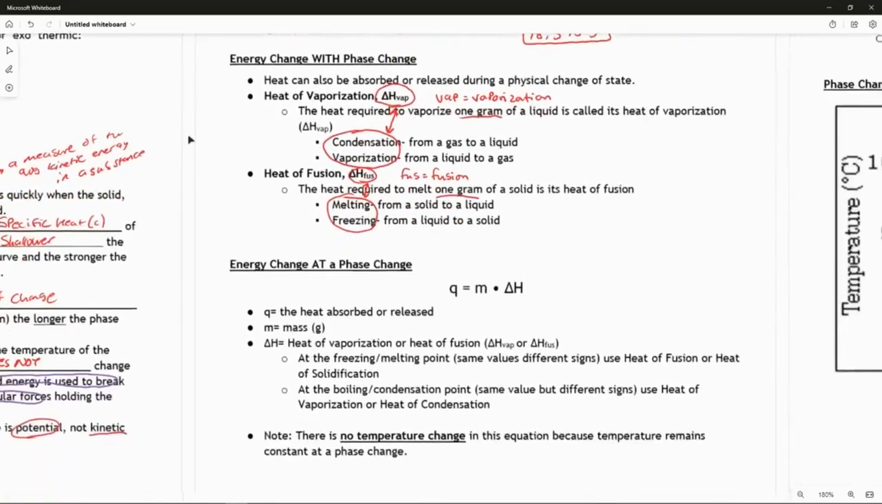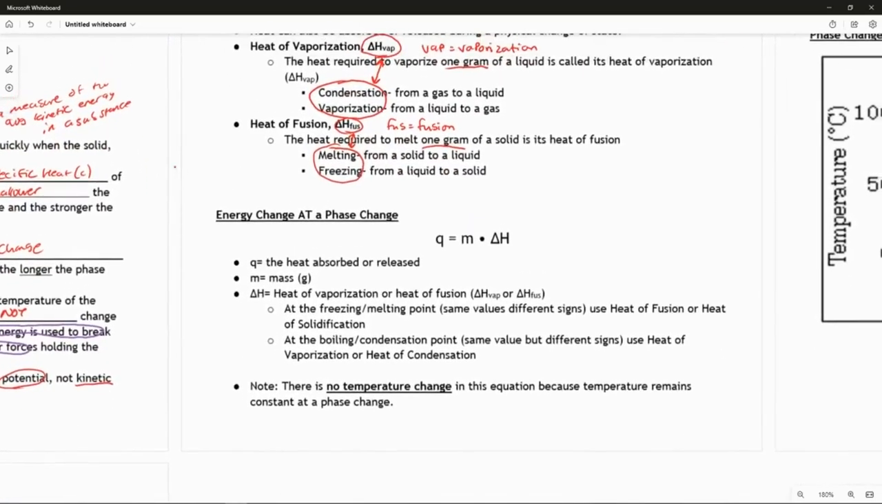There is a separate equation for this. Energy change at a phase change is calculated using the equation Q for heat equals mass times delta H. So we'll label it heat equals mass times change in heat of fusion or vaporization. Fusion or vaporization, and it depends on what you're doing with it. And there is no temperature change in this equation. There is no delta T because the temperature remains constant. No delta T. The temperature remains constant at a phase change.